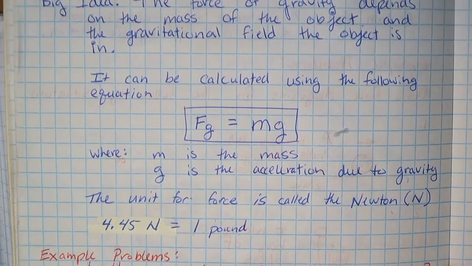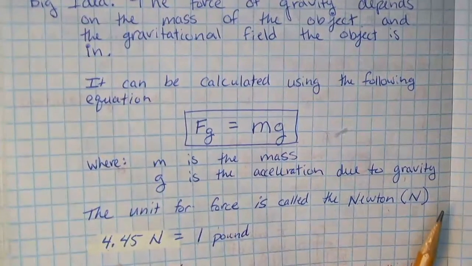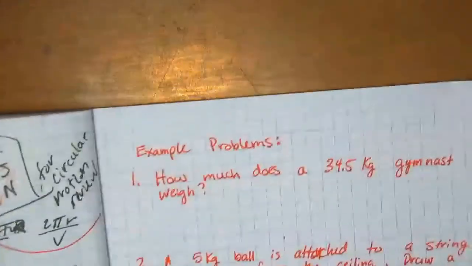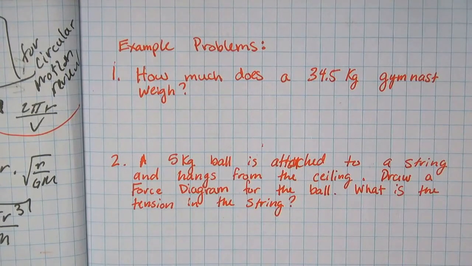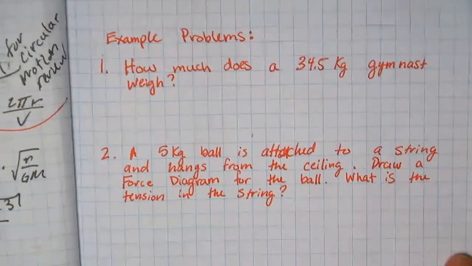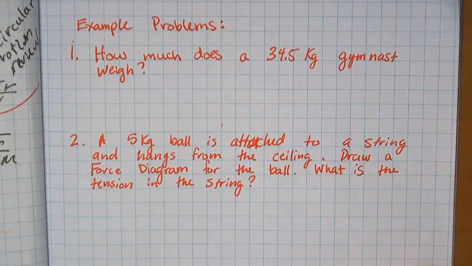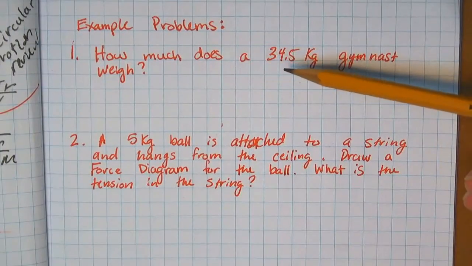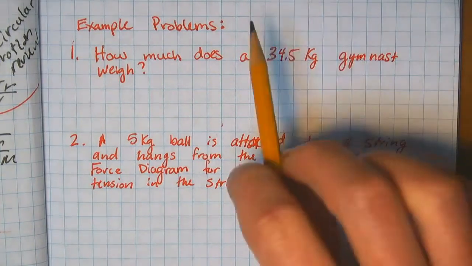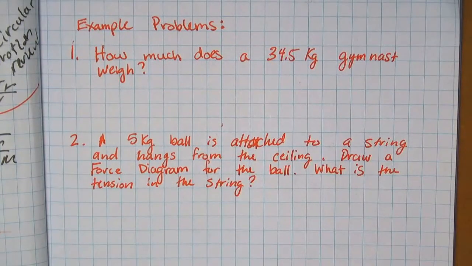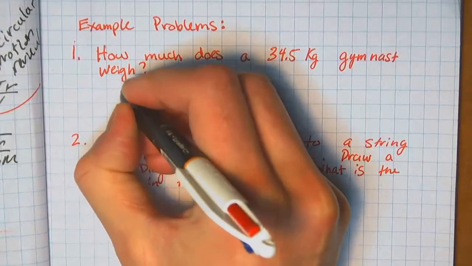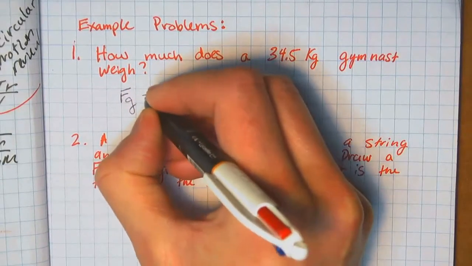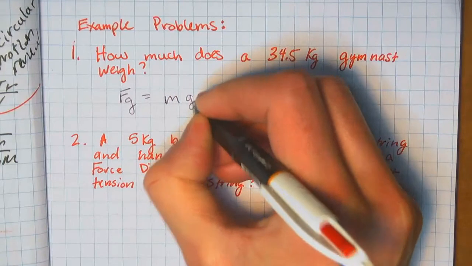All right. Now for example problems. The first one is: how much does a 34.5 kilogram gymnast weigh? Again, when we're talking about weight, we're really asking for the force of gravity. So it's pretty easy, right? We just use our force of gravity is equal to m times g.